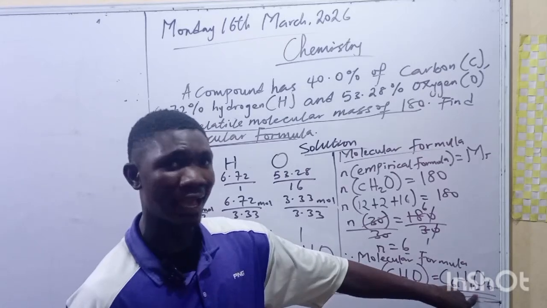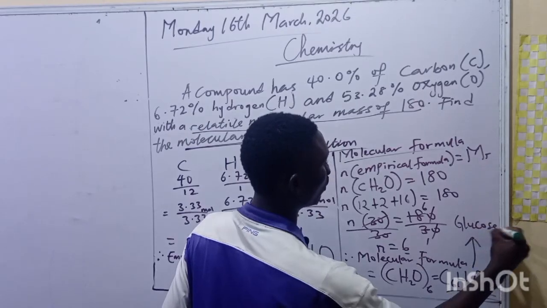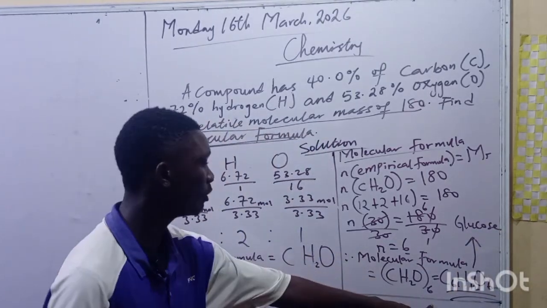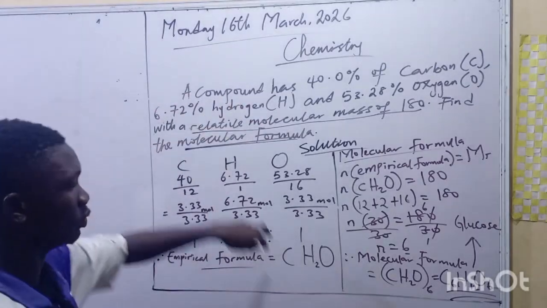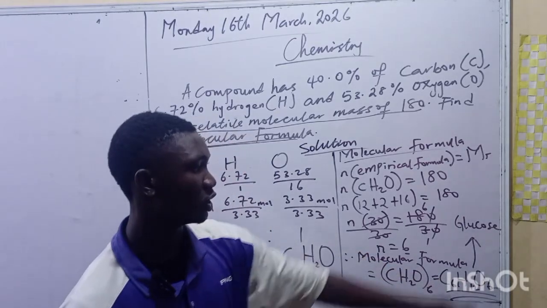Now what is this? A molecular formula is for what? It is for glucose. That means the molecular formula for this question is what? C6H12O6, which is what? Glucose.